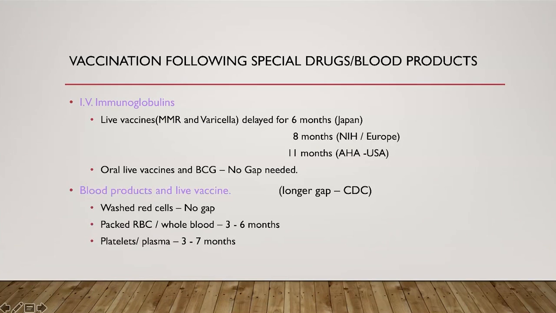If blood products are given, like packed cell transfusion or platelets, what is the gap? If washed red cells are given, no gap is needed. If packed red blood cells or whole blood are given, you have to have a 3 to 6 months gap. And if platelets or plasma are used, again a 3 to 7 months gap.